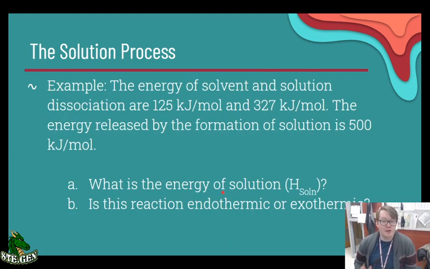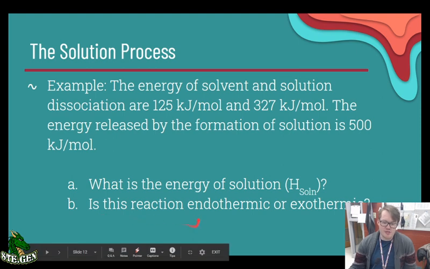So an example of what this would look like in problem form: the energies of solvent and solute dissociation are 125 kilojoules per mole and 327 kilojoules per mole. And you don't really need to know which one goes with which. Energy released from the formation of the solution is 500 kilojoules per mole. What is the energy of solution? Is this reaction endothermic or exothermic? So literally all you're going to have to do is add these two things together.